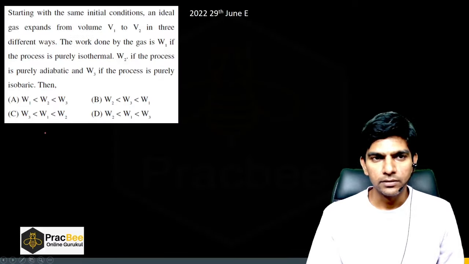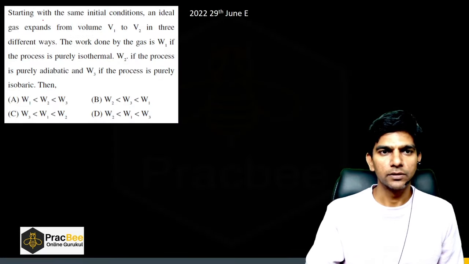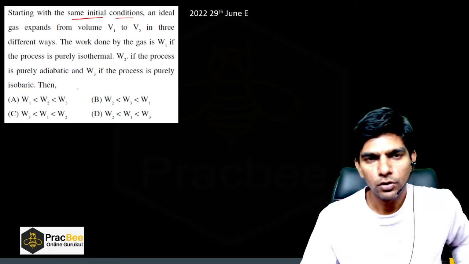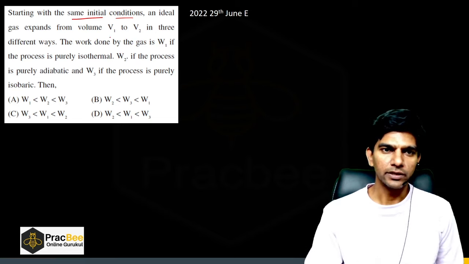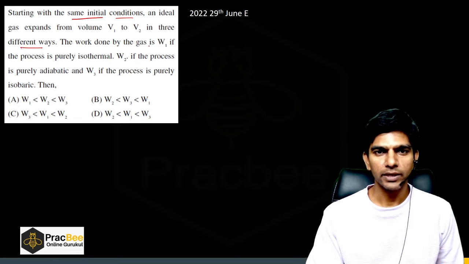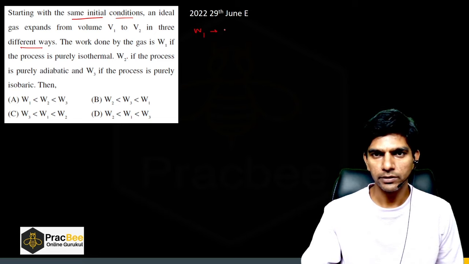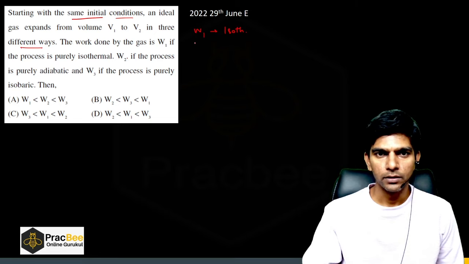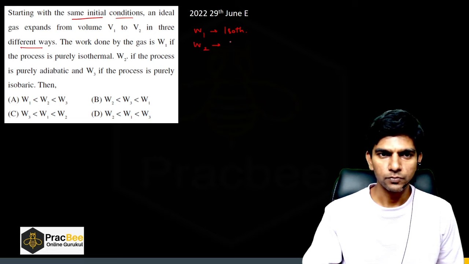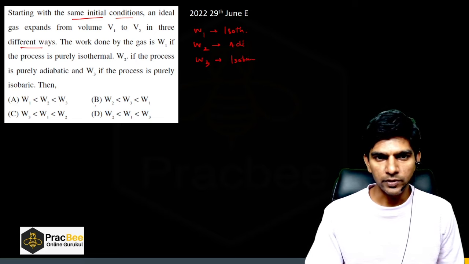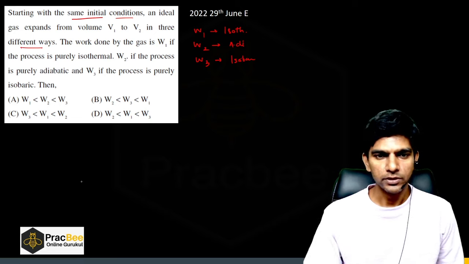So let us see this question. Starting with the same initial conditions, an ideal gas expands from volume V1 to volume V2 in three different ways. The work done by the gas is W1 if the process is isothermal. W2 is the work done in case of a purely adiabatic process. And W3 is the work done in purely isobaric process. So we have to find the increasing order of work done.